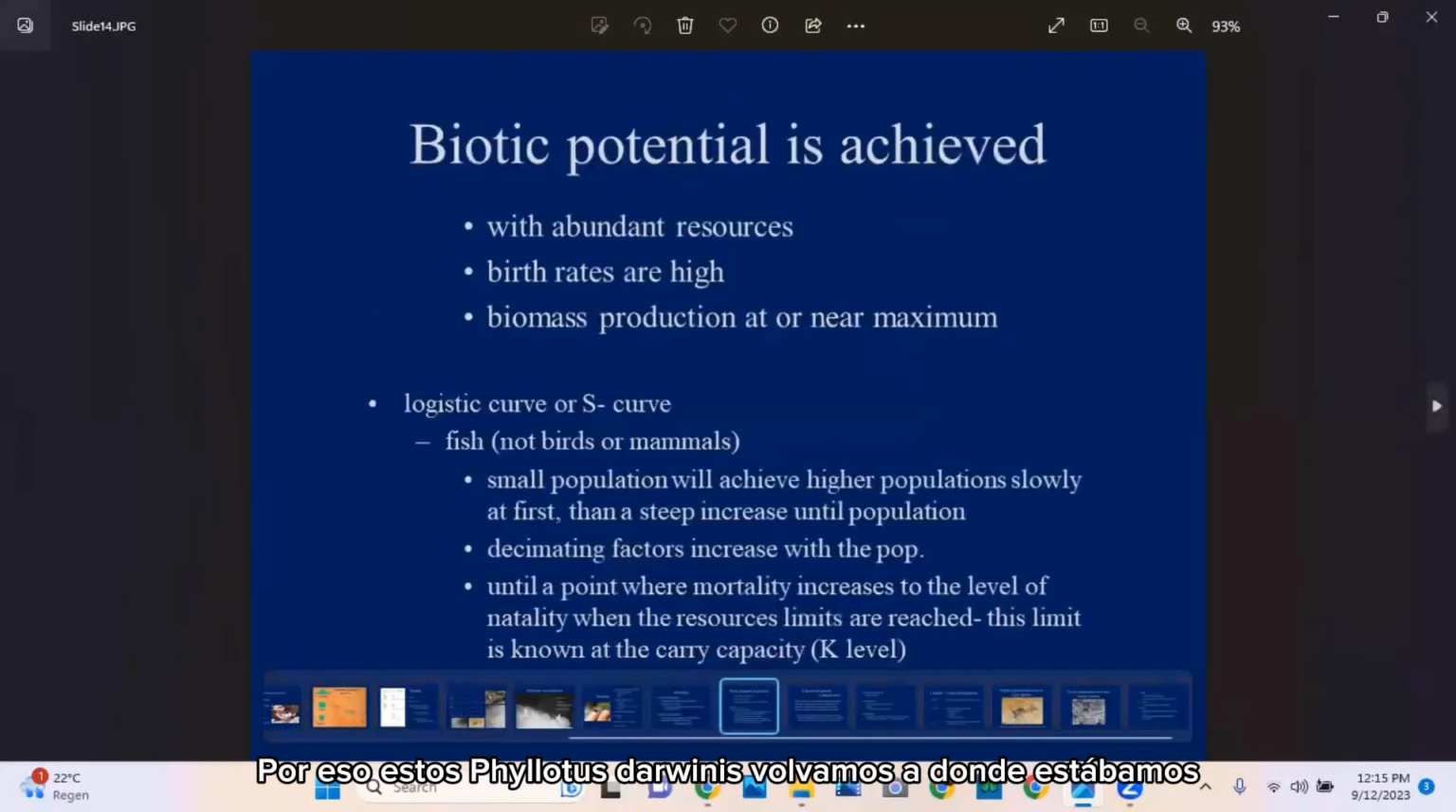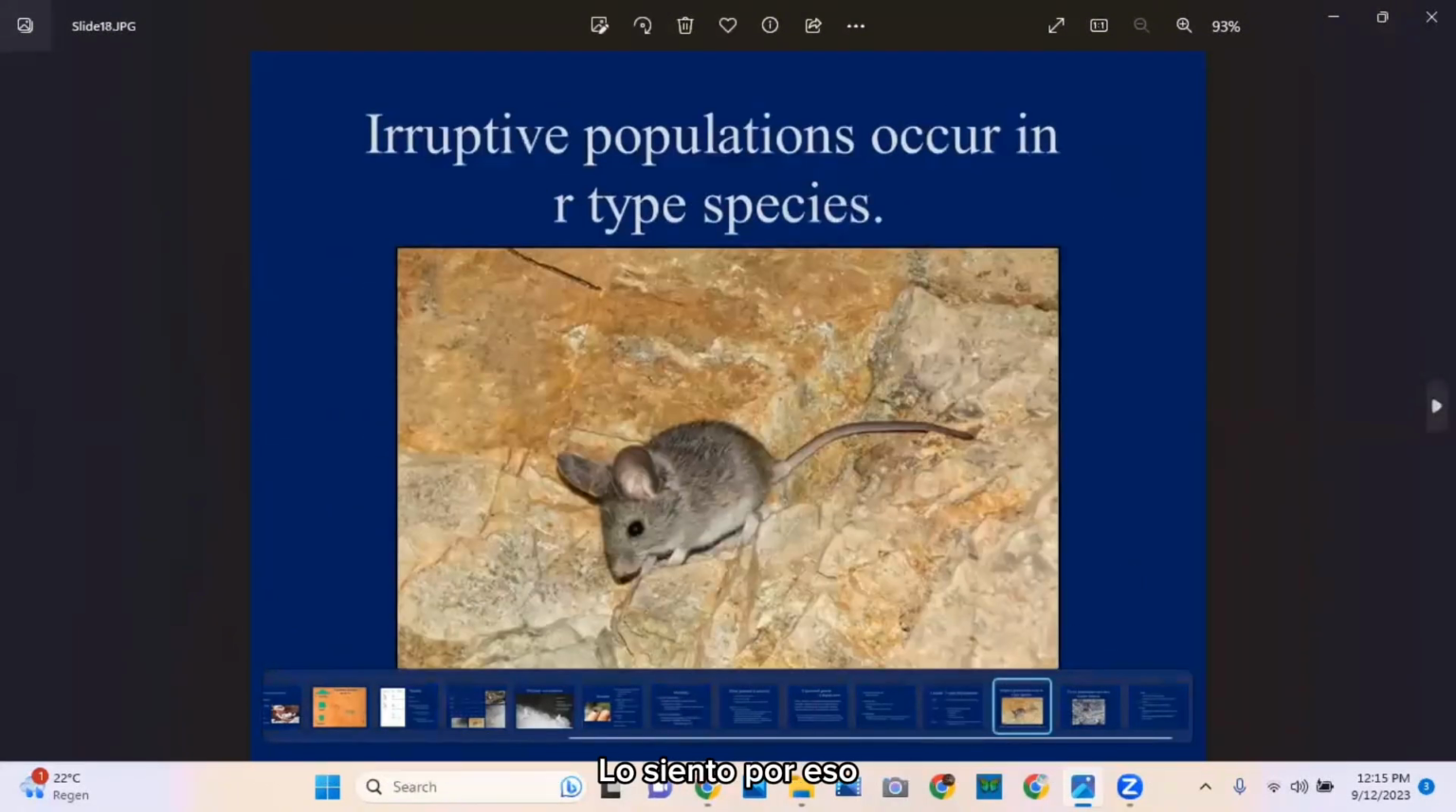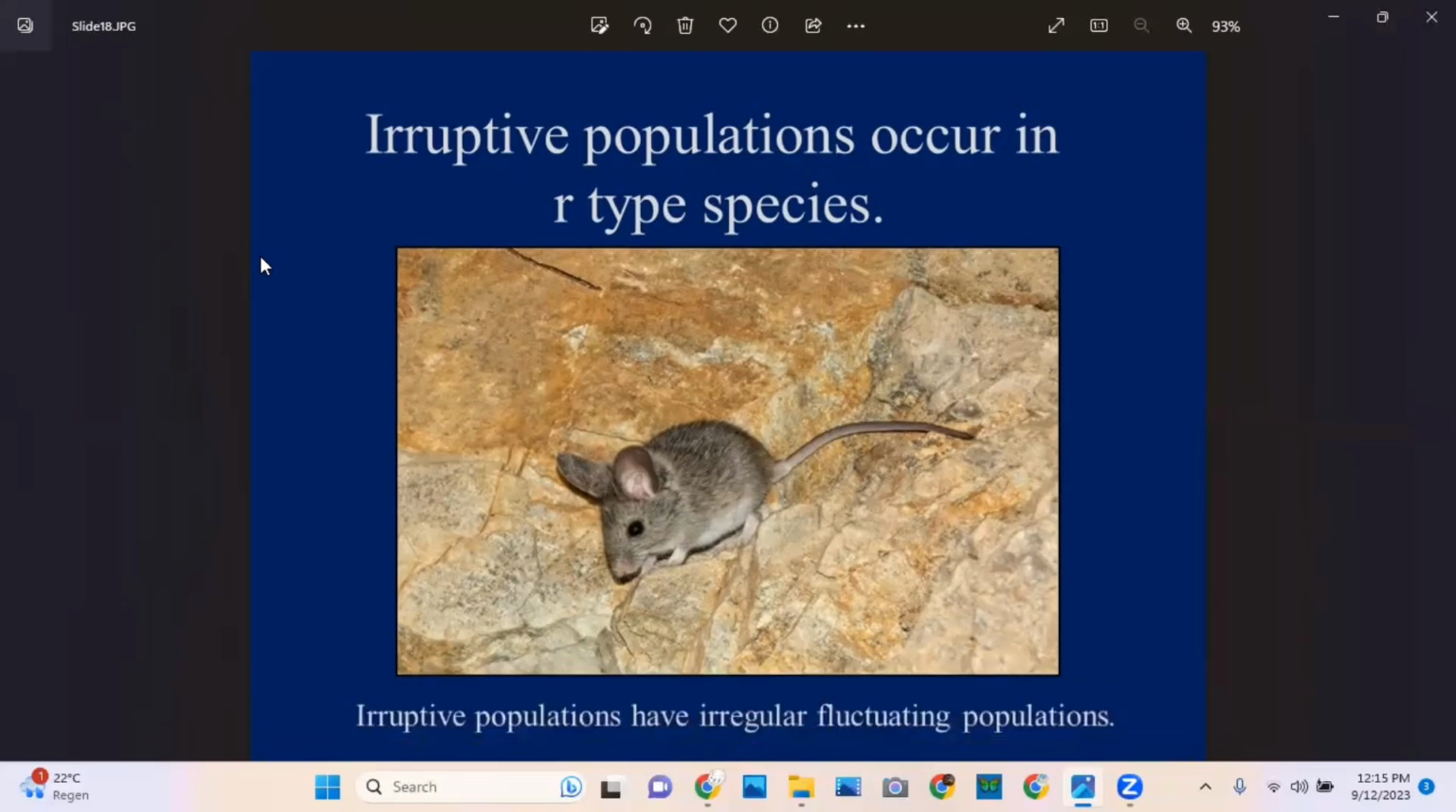That's why these Phyllotis darwini have an eruptive population, these J-curve fluctuations in their population. Then they're going to die down once all those resources are gone. Right now we're in this drought, so there's not going to be as many Phyllotis darwini, by far, as there are after an El Niño event.